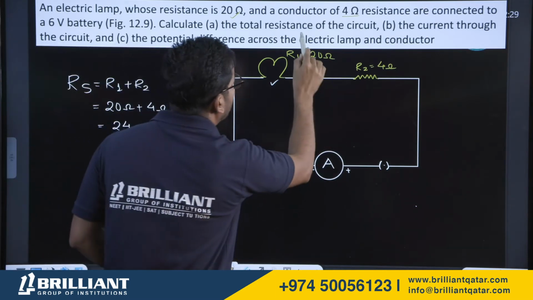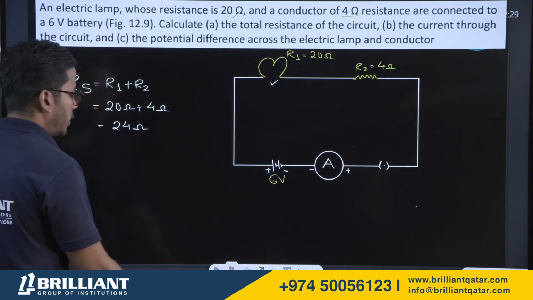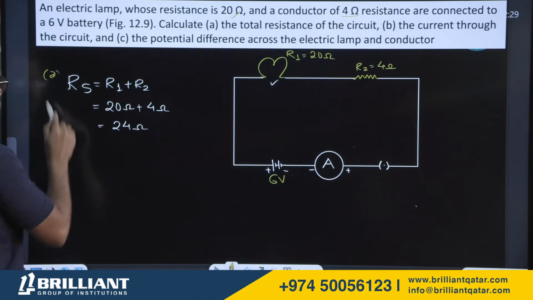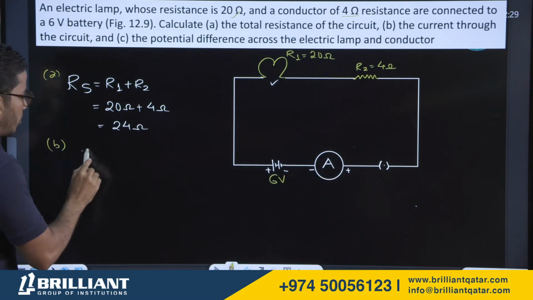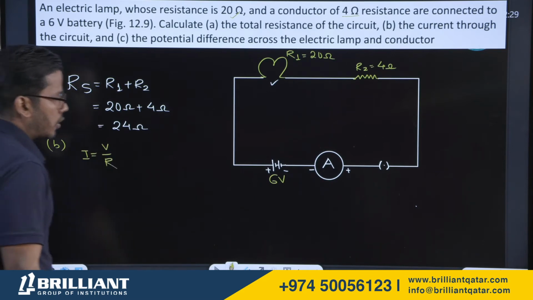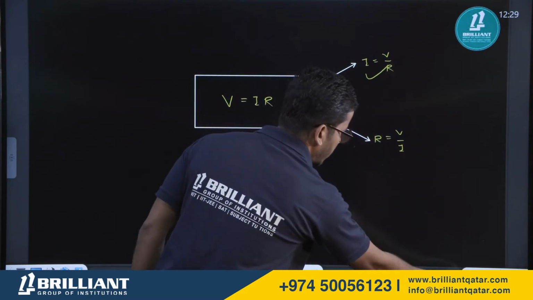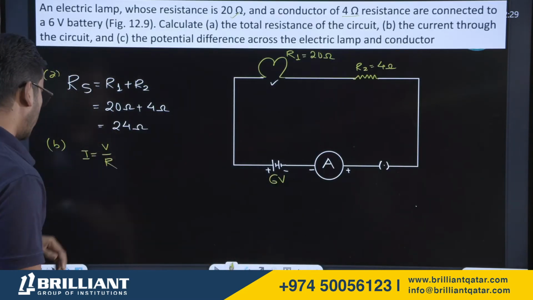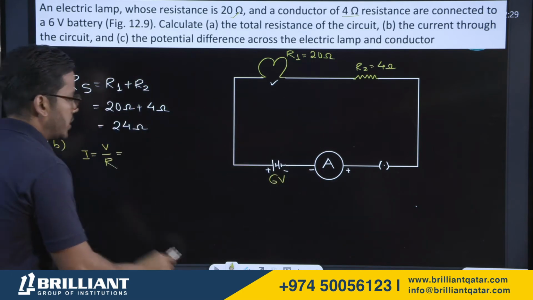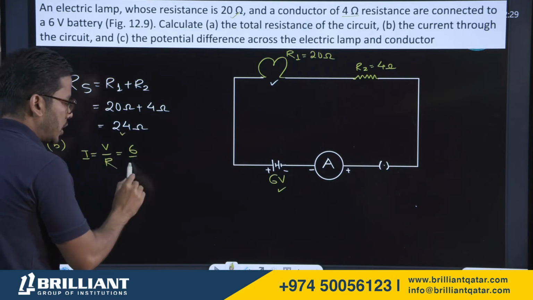So what's the next one? Next, the total current through the circuit. So this was your A part, and the B part is asking for the total current. What's the formula? I equals V divided by R. Since I am finding the total current in the circuit, I need the total potential difference. How much is that? 6 volt. I need the total resistance. How much is that? 24.